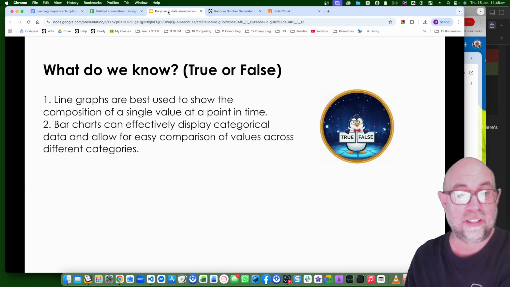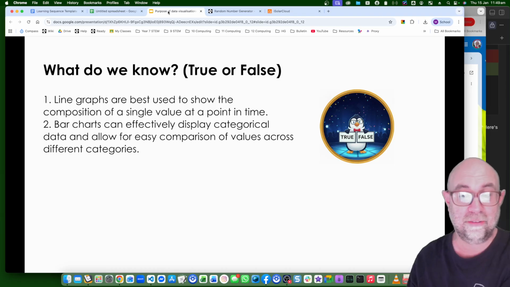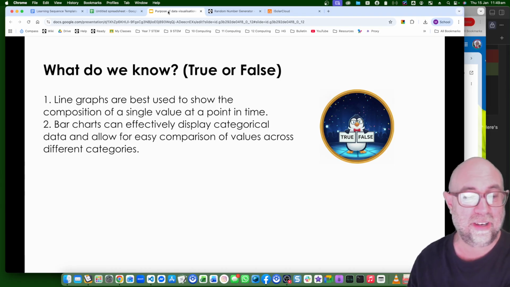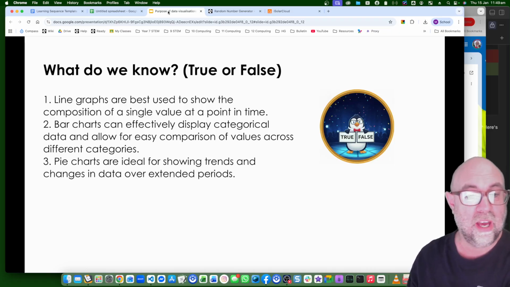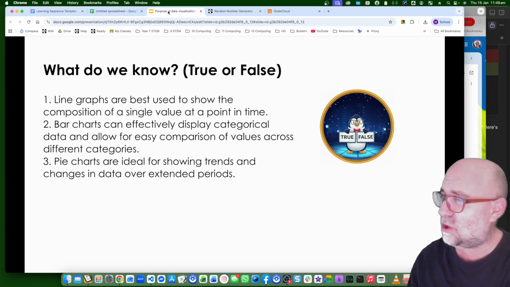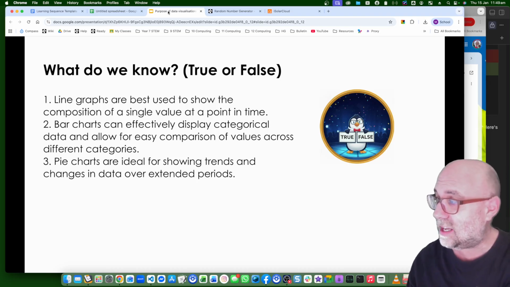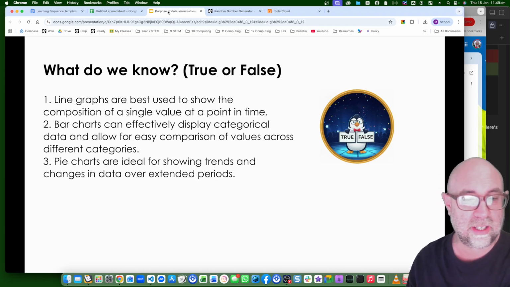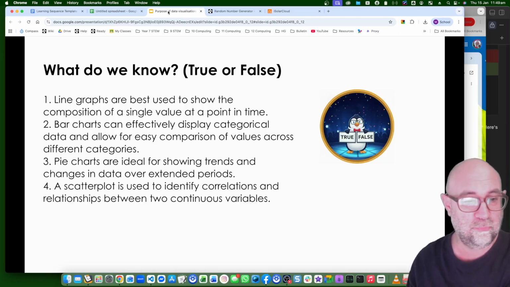Bar charts can effectively display categorical data and allow for easy comparison of values across different categories. It's a wordy way of saying it, but that's true. That is in fact what a bar chart is good for. Pie charts are ideal for showing trends and changes in data over extended periods or over time. No, they're not. In fact, you could make a dynamic one that did that, but just a static pie chart is basically useless for that.